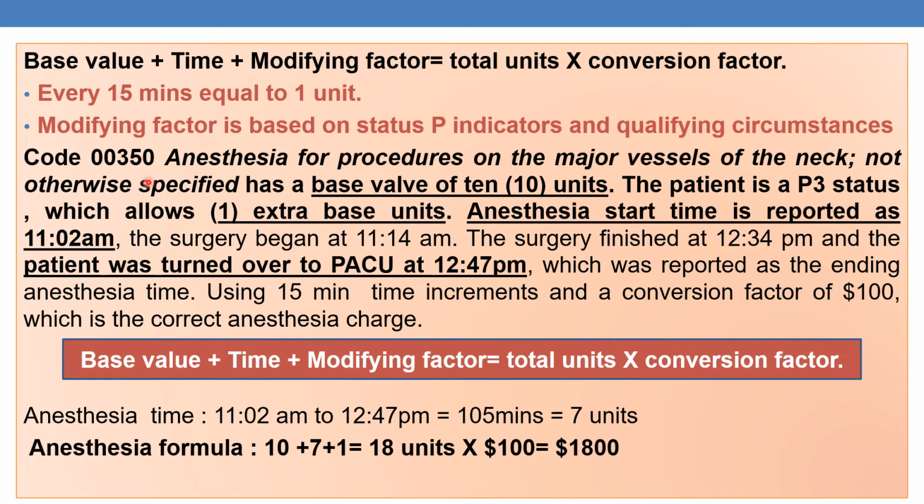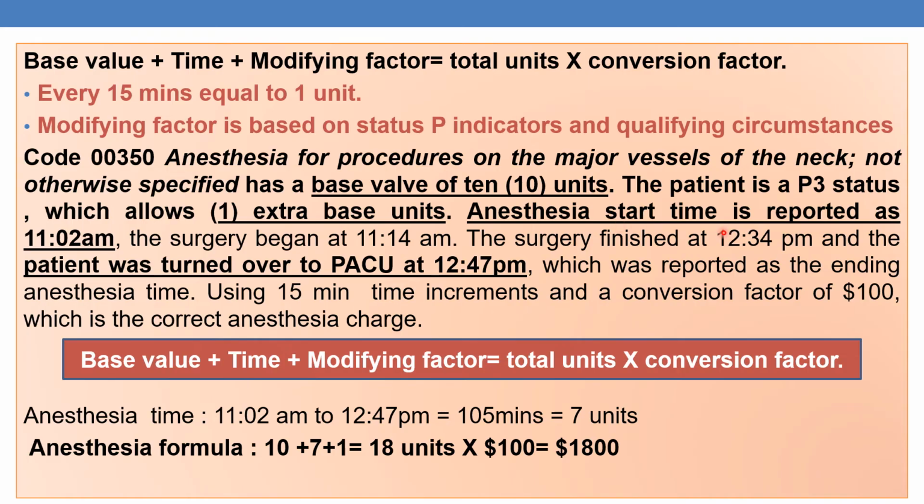So let us look at an example. Code 00350, which is anesthesia for procedures on the major vessels of the neck not otherwise specified. This procedure has a base value of 10 units. Base value will be given in the question only. And the patient is a P3 status. P3 is a P indicator which allows one extra base unit. This one extra base unit comes under the modifying factor.